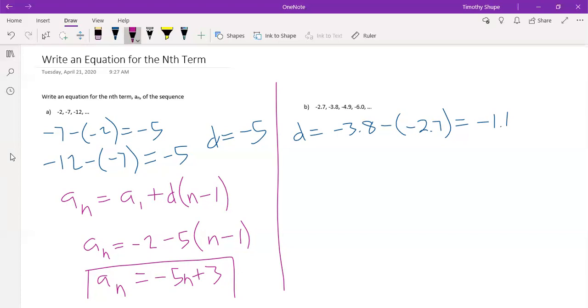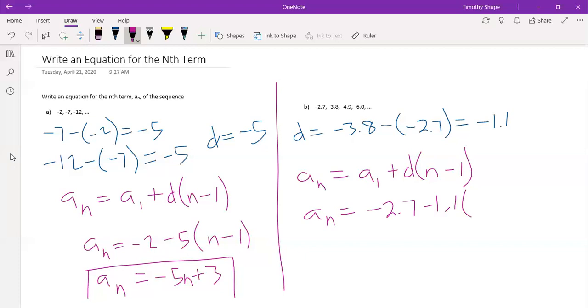So then if I want to find my general term, I say an equals, and generally a1 plus the difference times n minus 1. And we know those values, so I'm going to say that an is equal to the first term of -2.7, and then my common difference was -1.1, so I'm going to put that in. If that was a positive 1.1, I would say plus 1.1 instead, and then times the n minus 1.